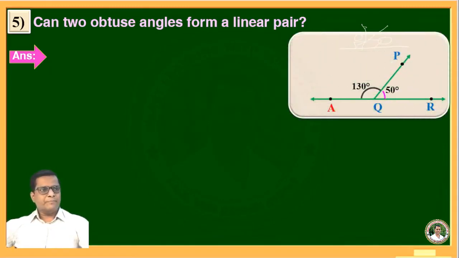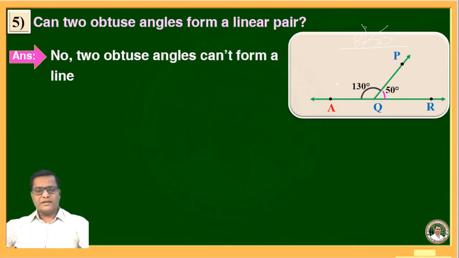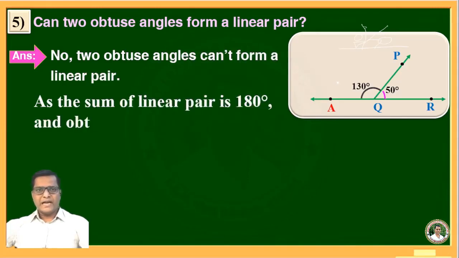In the figure, angle PQR is an acute angle and angle PQA is an obtuse angle. Therefore, no, two obtuse angles cannot form a linear pair. And what is the answer? No, two obtuse angles can't form a linear pair, as the sum of a linear pair is 180 degrees and the sum of two obtuse angles is more than 180 degrees.